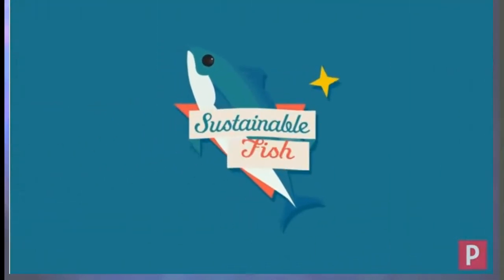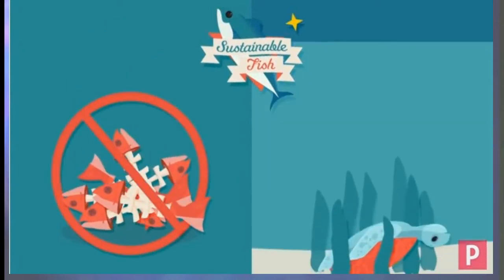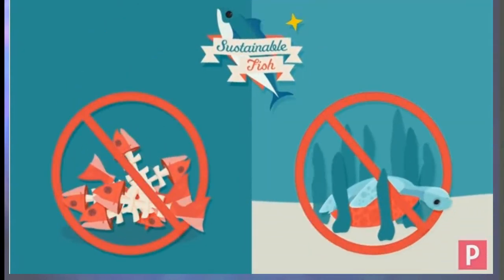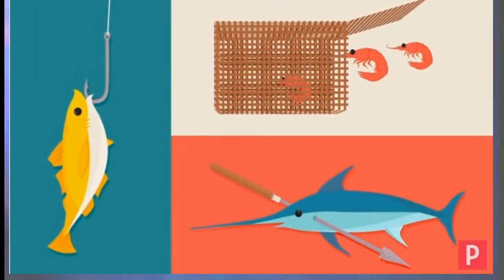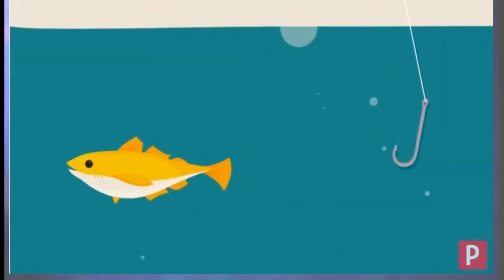A wild fish is sustainable if it's caught in a way that doesn't threaten the long-term survival of its species or the ecosystem it's a part of. Hook and line fishing, harpooning, and some uses of traps are often more sustainable methods of catching fish. With these methods, bycatch is minimal and unwanted fish can be released.